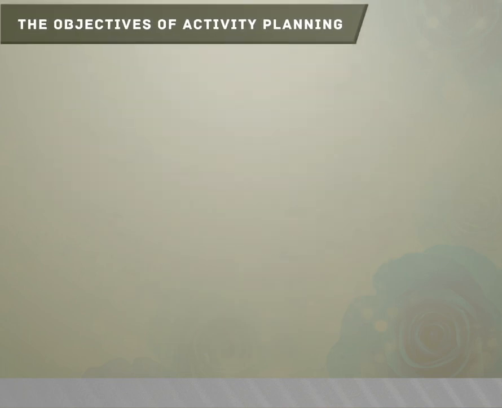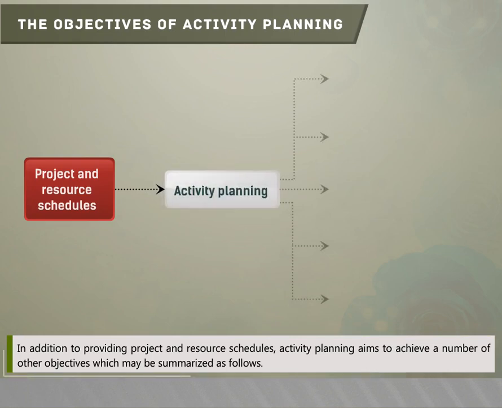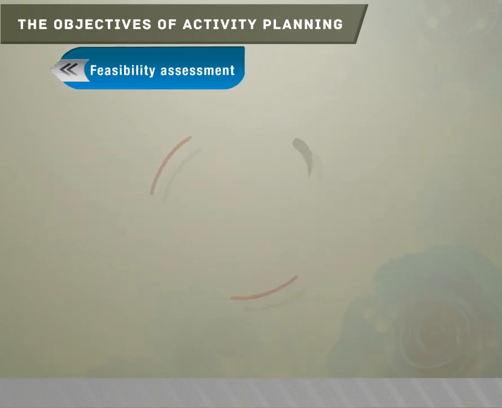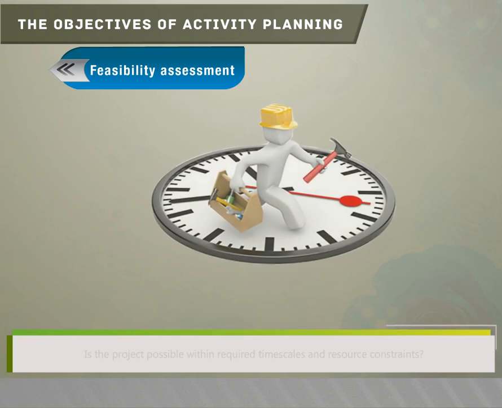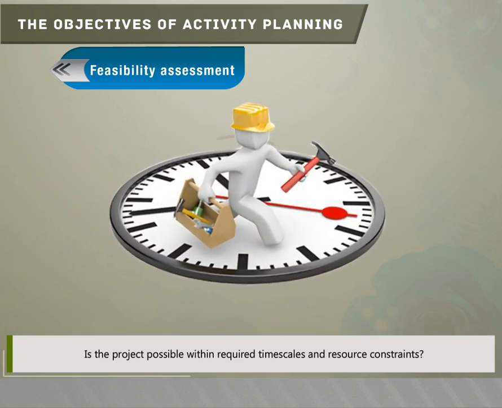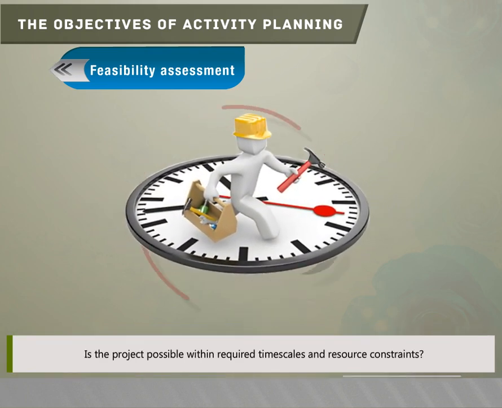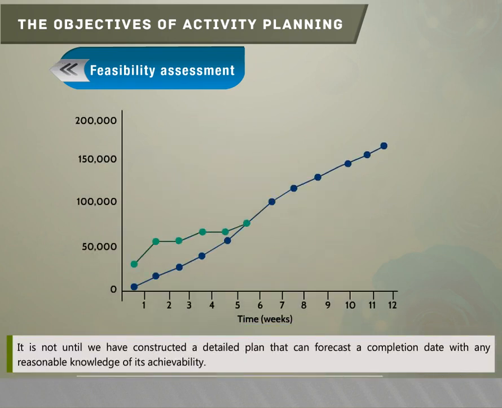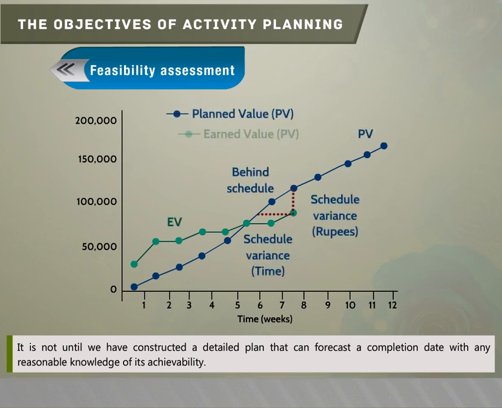The objectives of activity planning. In addition to providing project and resource schedules, activity planning aims to achieve a number of other objectives, which may be summarized as follows. Feasibility assessment. Is the project possible within required timescales and resource constraints? It is not until we have constructed a detailed plan that we can forecast a completion date with any reasonable knowledge of its achievability.